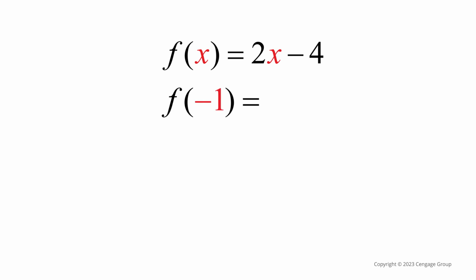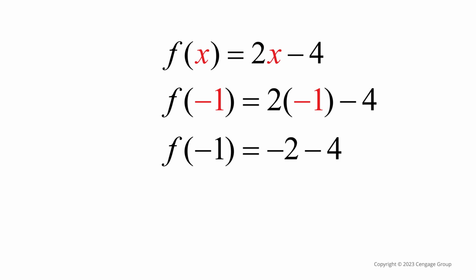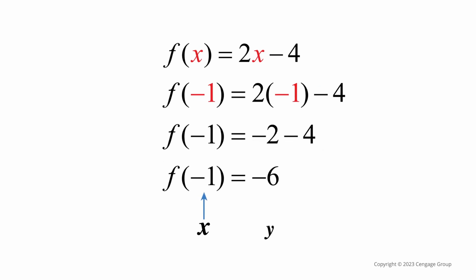To find f of -1, we replace x with -1 in the function and simplify. So we have 2 times -1 minus 4. We get -2 minus 4. So f of -1 is equal to -6. This notation tells us that for this function f, when x is -1, y is -6.